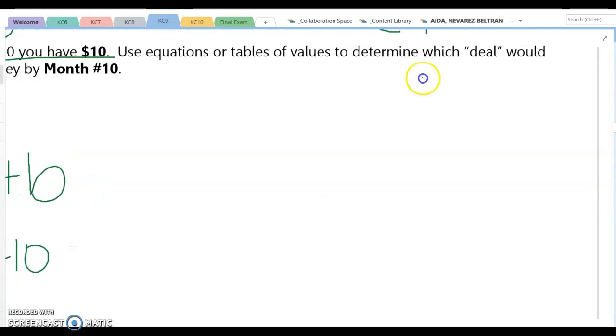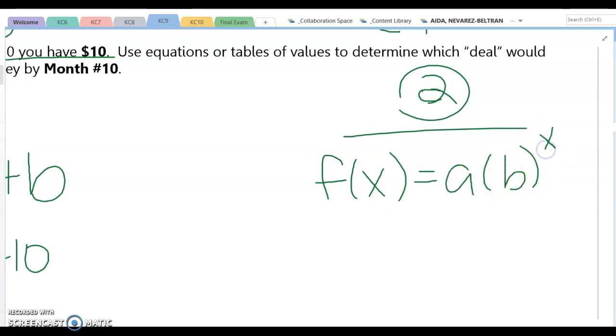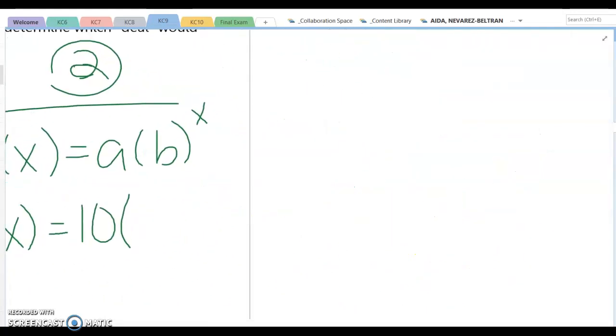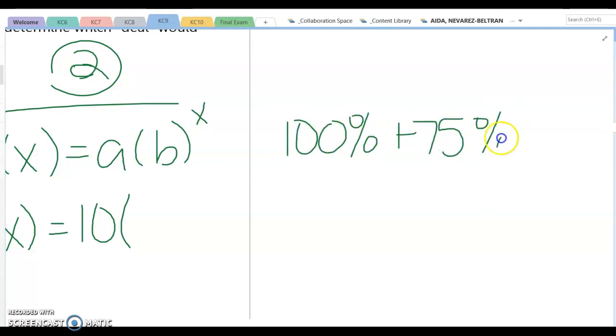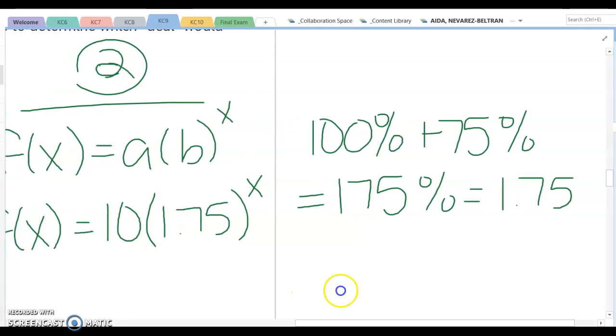So then we're doing option 2. So option 2 is our exponential. So we have f of x equals a b to the x. So a is how much you started with, so we're using the same 10 that we did before, but for b it says increasing by 75%, right? So that means we have to do 100%, increase it by 75%, which puts us at 175%, but we have to write that as a decimal, so 1.75. So 1.75 to the x.